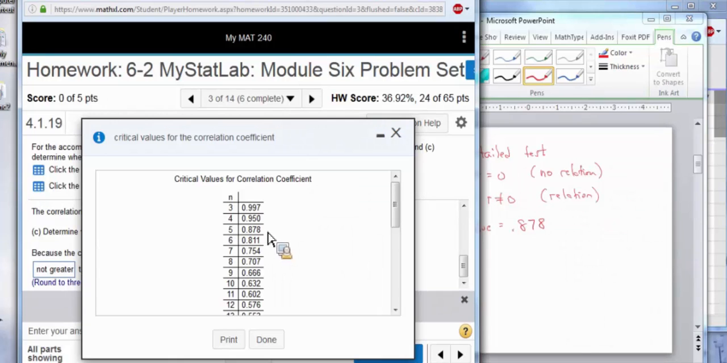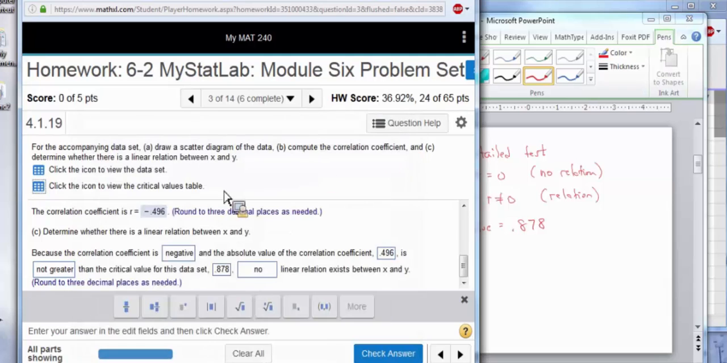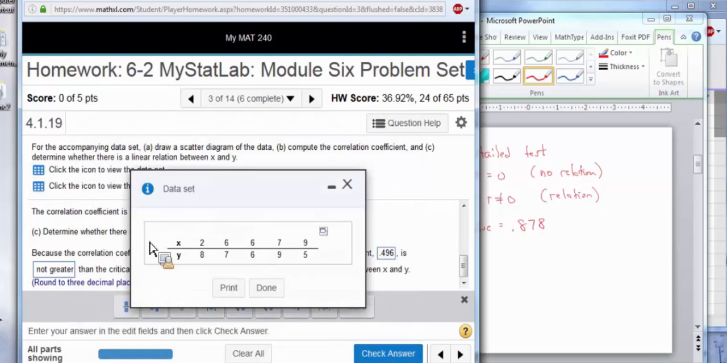Yes, 5 total numbers used, 5 numbers on the scatter plot. See here, 28 is 1, 67, 66, 79, 95. There are 5 pairs of numbers. So there are 5 points on the scatter plot. Okay, that's exactly right, Rhonda.